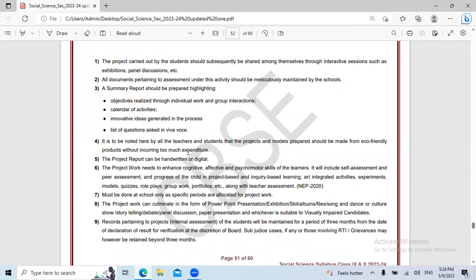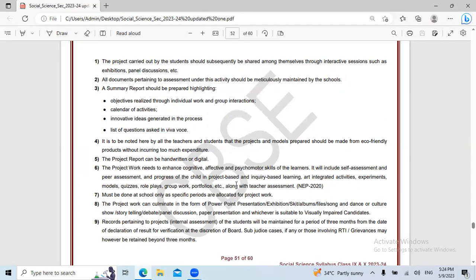It is to be noted here by all the teachers and the students that the projects and the models prepared should be made from eco-friendly products without incurring too much expenditure. The project report can be handwritten or digital. The project work needs to enhance cognitive, affective, and psychomotor skills of the learners. It will include self-assessment and peer assessment and progress of the child.